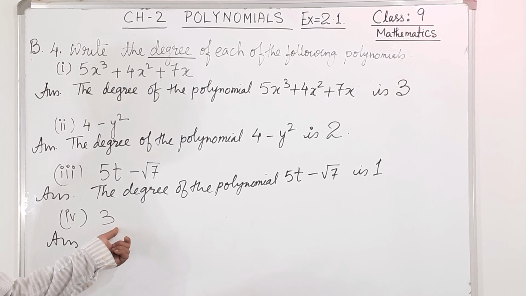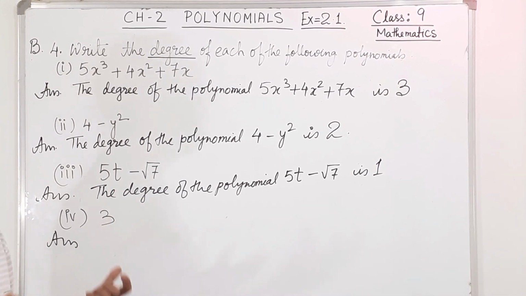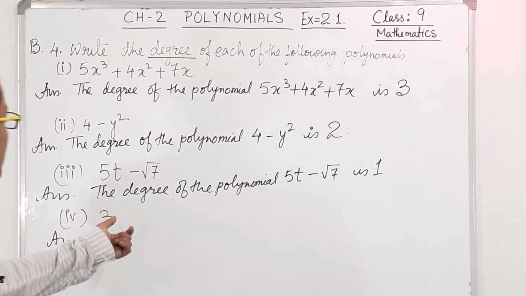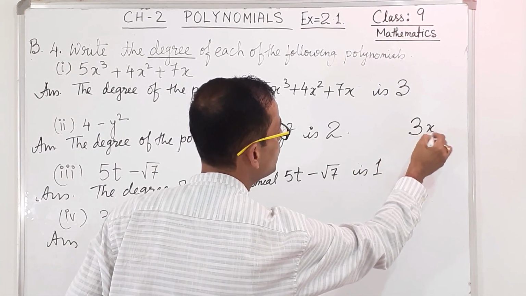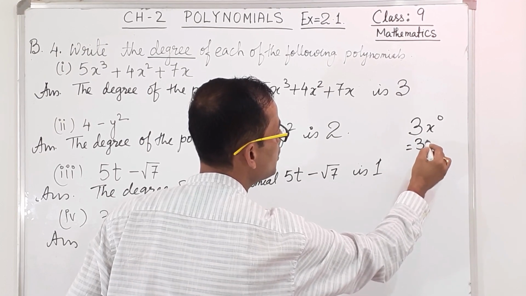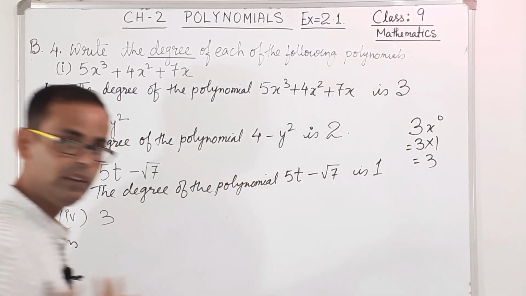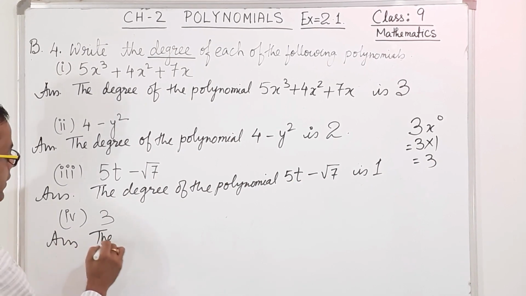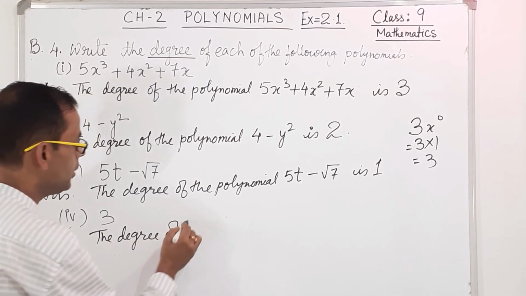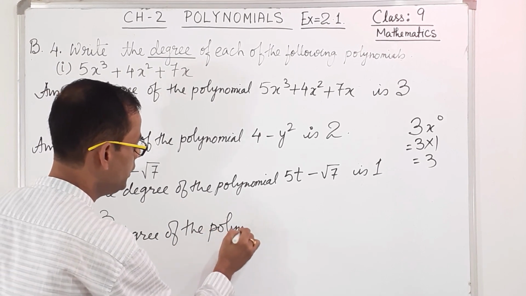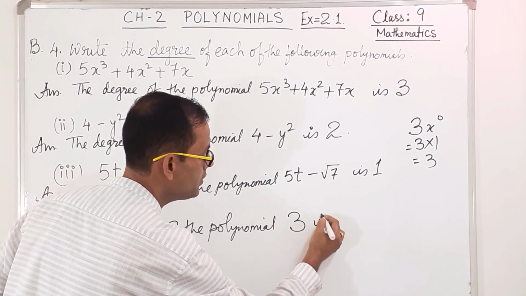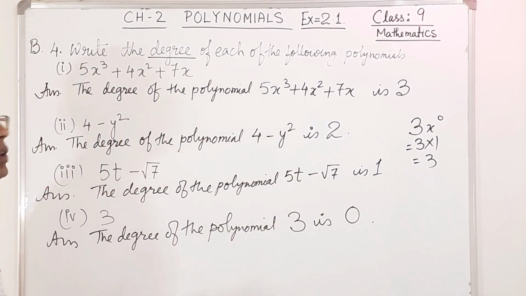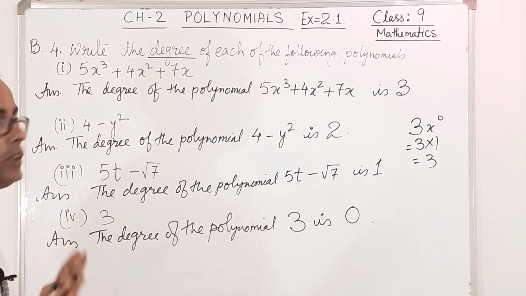You can take any alphabet, x to the power 0, y to the power 0, anything, because anything to the power 0 means only 1, and 1 multiplied with 3 is only 3. See, if I take an example, 3 x to the power 0, and x to the power 0 means 1, and we write 3 only. Clear or no? So what we will write? The degree of the polynomial, what is the polynomial? 3 is 0. So I think question number 4 you have understood nicely.